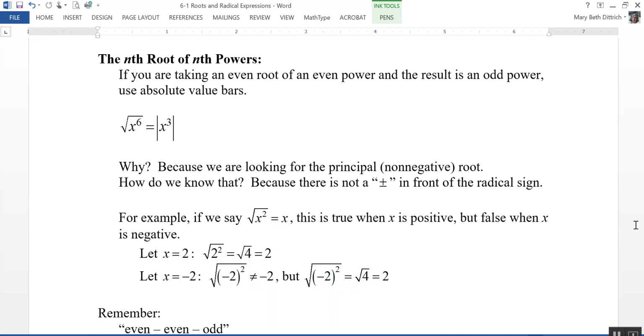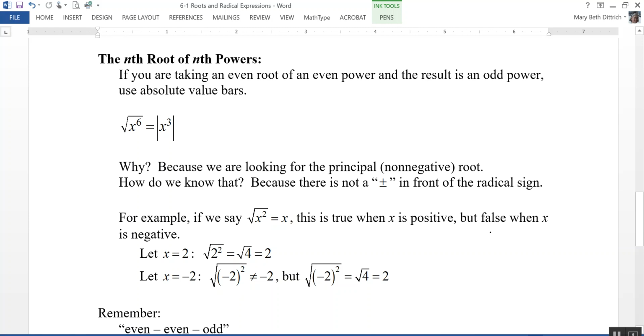Why is that true? Because we're looking for the principal or non-negative root. How do we know that we're looking for the principal root? That's because there's not a plus or minus in front of the radical sign. For example, if I were to say the square root of x squared is equal to x, this is true when x is positive, but it's false when x is negative.